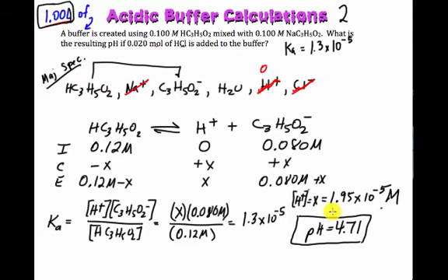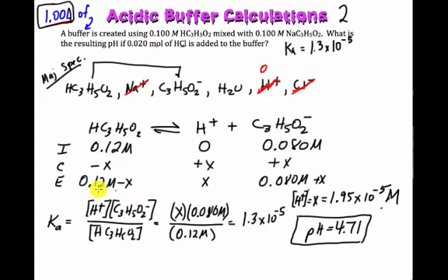Now, if you go back to part C of the acidic buffer calculations in the last video, the pH for that one ended up being 4.89 if I'm not mistaken. So 4.89. Now, by adding the strong acid, the pH didn't change that much. It stayed relatively the same.